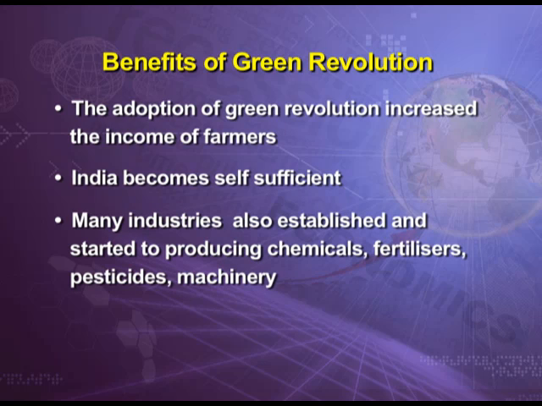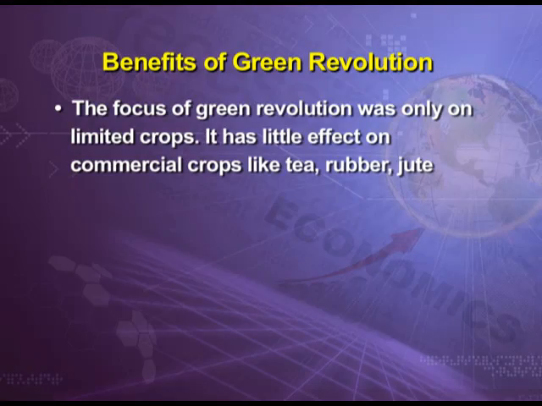Many industries were also established and started producing chemicals, fertilizers, pesticides, machinery, etc. Therefore, there was a positive impact of the Green Revolution on the overall industrial development of the economy. But if there are merits, there are demerits also. The Green Revolution also suffered many shortcomings, like the focus of the Green Revolution was only on limited crops.